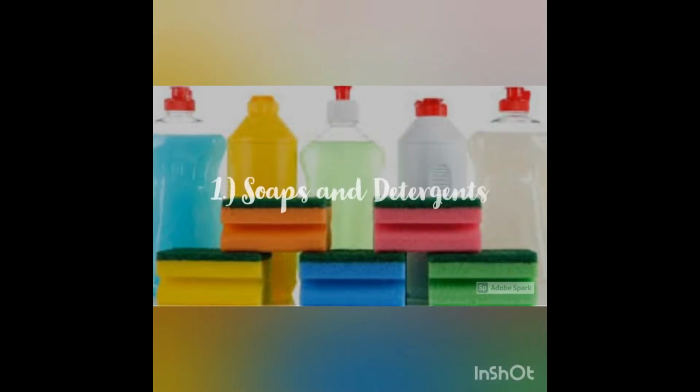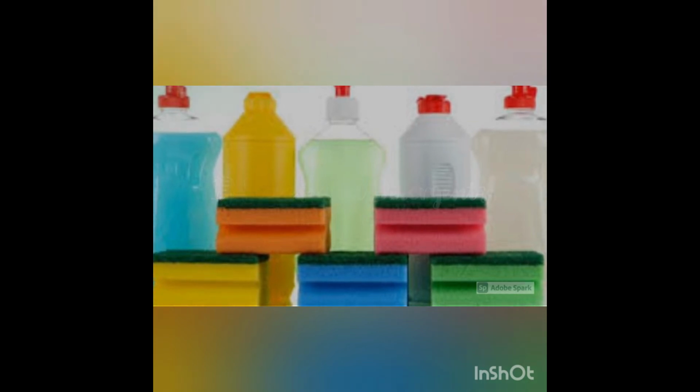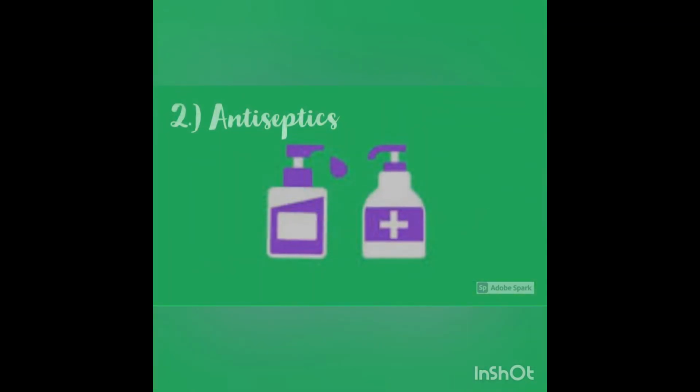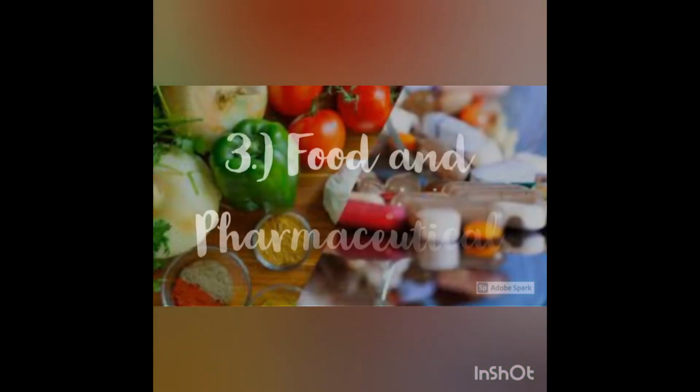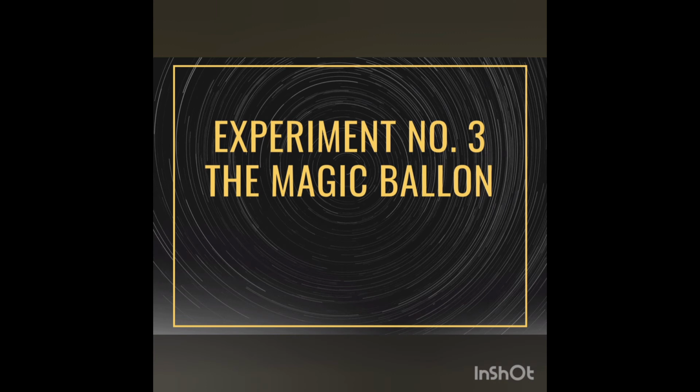Soaps and detergents work on the basis of surface tension. They lower the surface tension of water so that soaps and detergents easily soak into the pores and holes. Antiseptics have a low surface tension so that they can spread faster. Surface tension is also important for characterization of food, pharmaceuticals, and packaging.